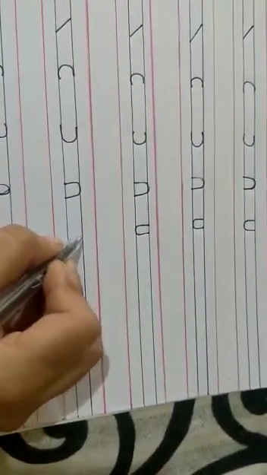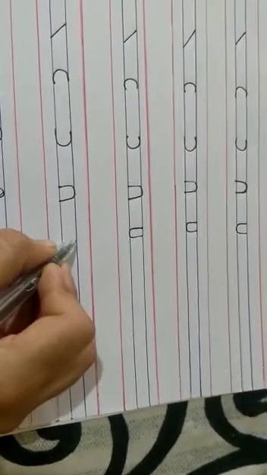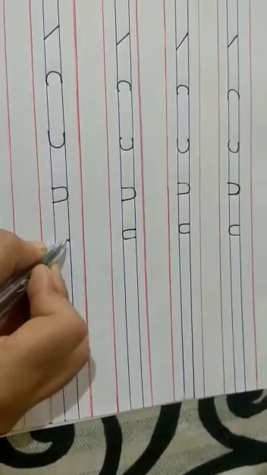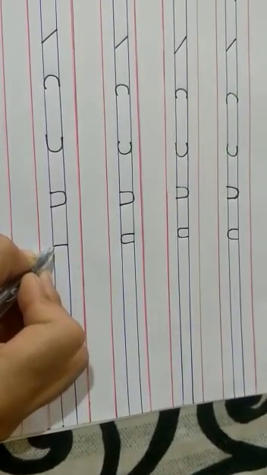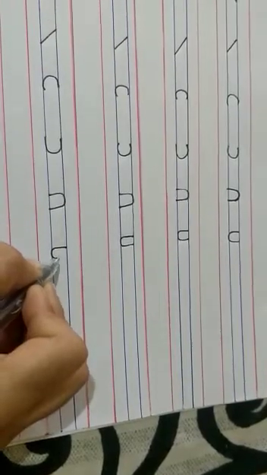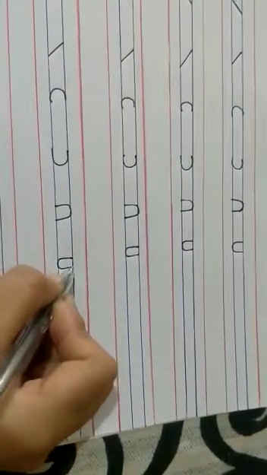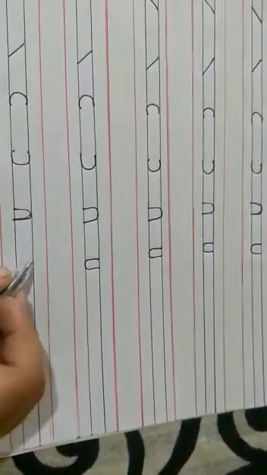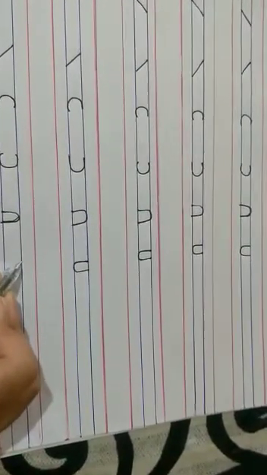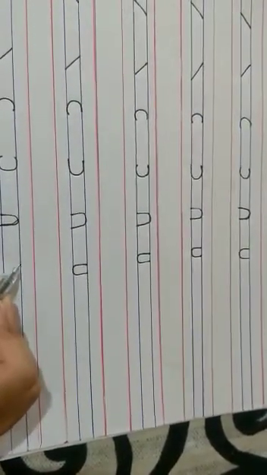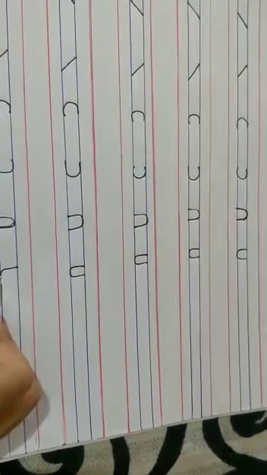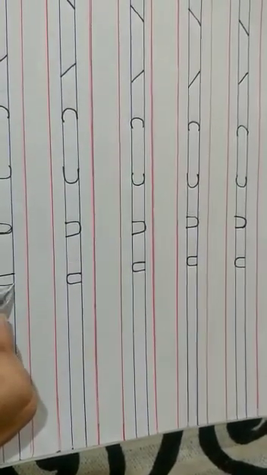You have to start from the top blue line, drag it downwards, then make a turn, and then again touch the upward blue line. Okay, you have to start from here, from the top blue line, drag it downwards, then again move towards the upward blue line.